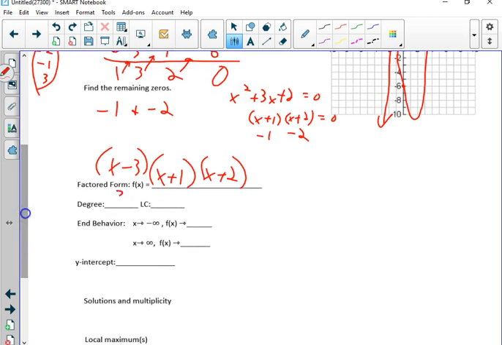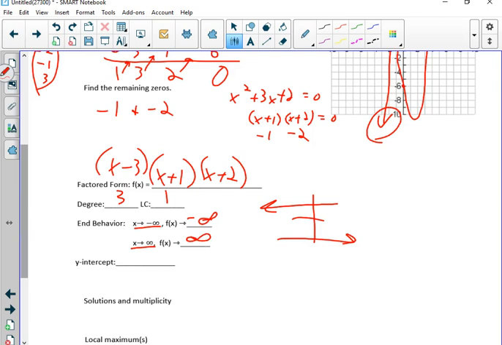So the degree is 3. That's the exponent. The lead coefficient is the number in front of that x cubed, which is just 1. There's actually no number. Now, in behavior, as we're going this way, towards negative infinity, what's it doing? We can see right here, it's going down to negative infinity. And then, as it's going right, what's happening? Well, it's going up to positive.